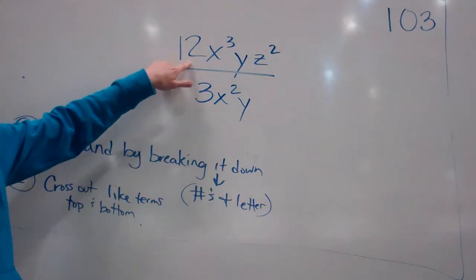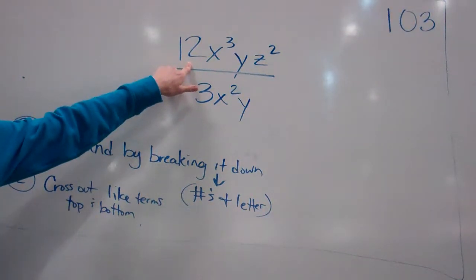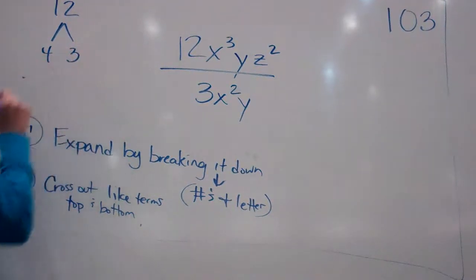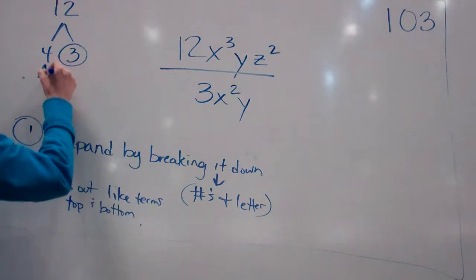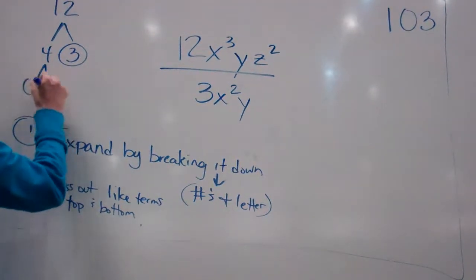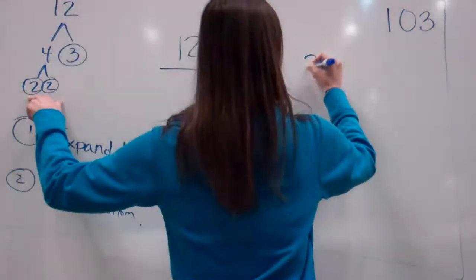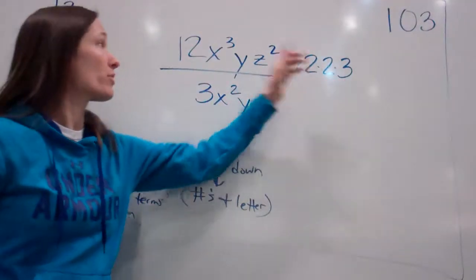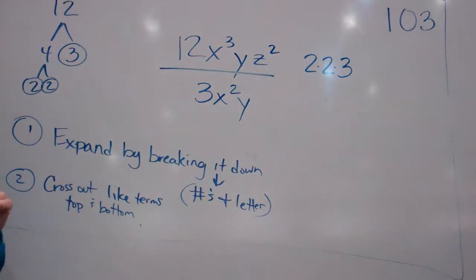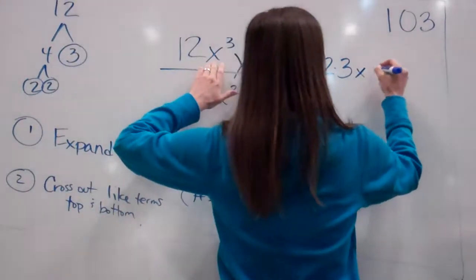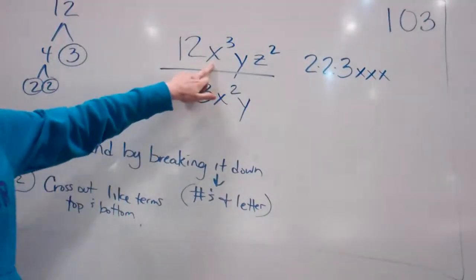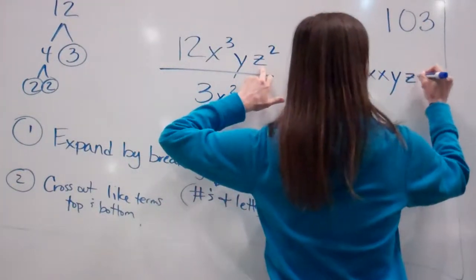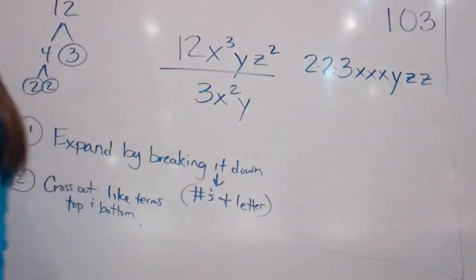How can we break down 12 the best? Well, here's 12. Let's break it down. We would say 4 times 3, right? We keep our 3, and then 4 is going to be 2 times 2, right? So I'm going to write 2 times 2 times 3. Does everybody understand that 2 times 2 times 3 is the same thing as 12? Okay, now I'm going to go x, x, x for my 3 x's. I'm going to put 1 y because there's only 1. And then I'm going to put 2 z's because there's 2 z's.